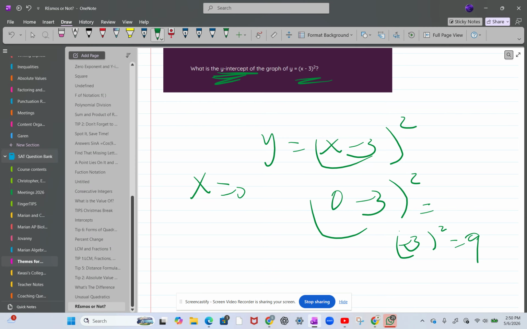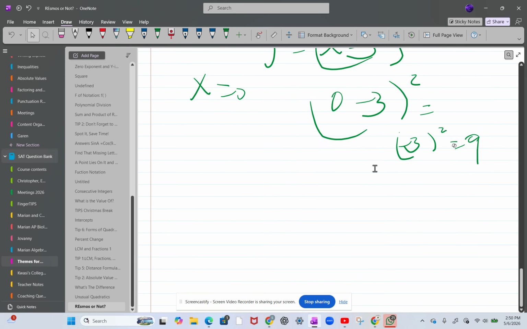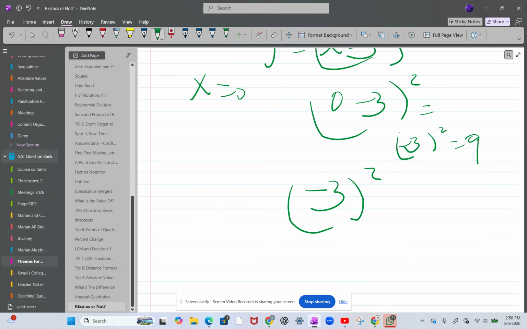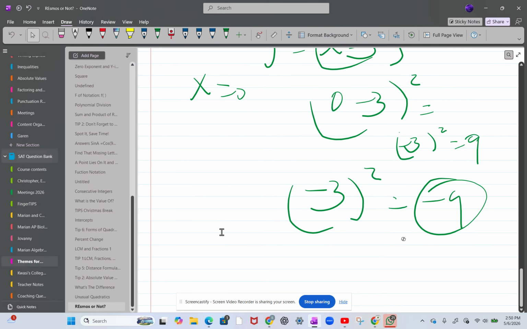Now, if your arithmetic or algebra is not good and you're thinking negative 3 squared is negative 9, well, you're better off putting this in decimals, but understand what is going on. Negative 3, all squared, is not negative 9. It is positive 9, and that's your answer.